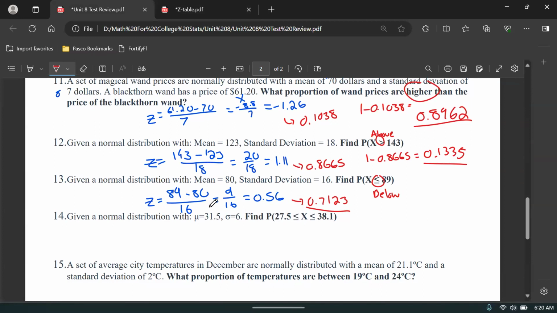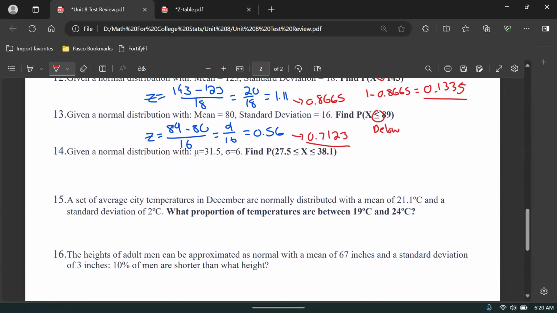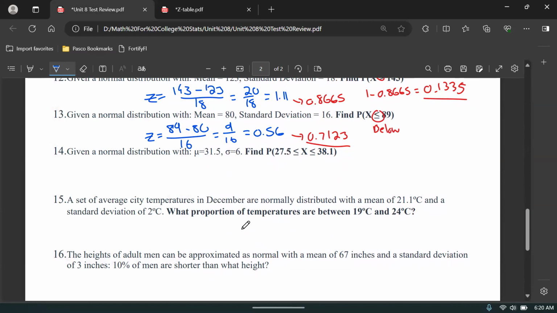All right. Given a normal distribution with mean and standard deviation like that, we're going to find the probability between these numbers here. Same thing, we're going to do it twice basically, and then just subtract our values from each other at the end. So 2 z-scores, one for 27.5 and one for 38.1. So z equals, we'll start with 27.5 minus the mean, 31.5, divided by standard deviation 6. So this will be negative 4 over 6, which is negative 0.67.